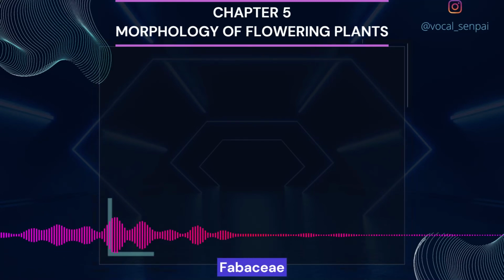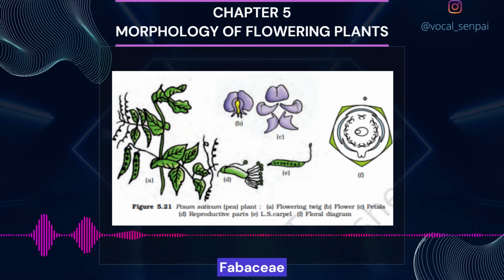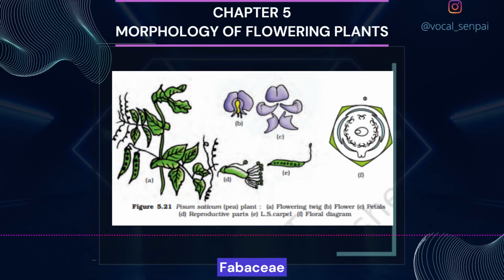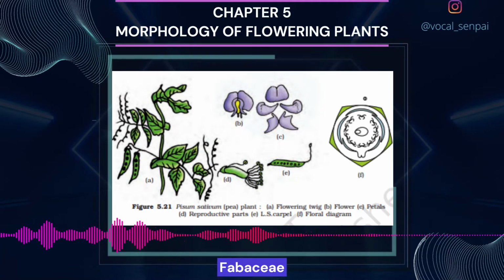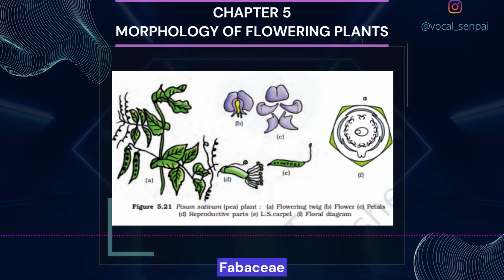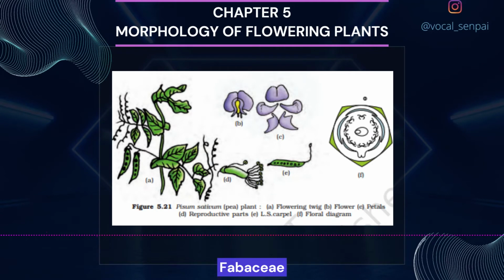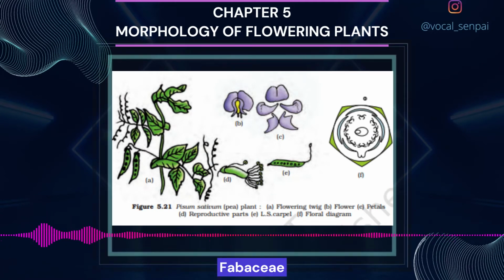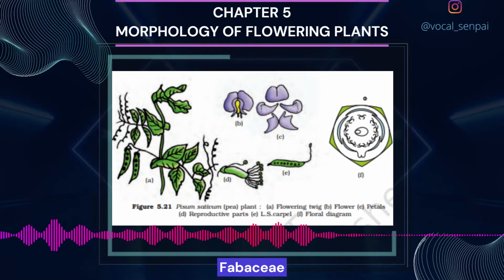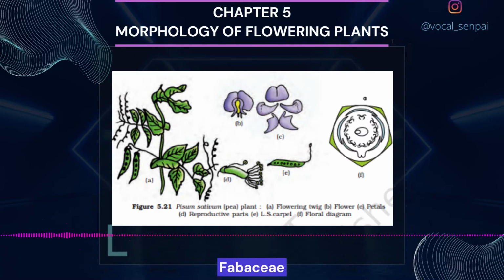Description of some important families. Fabaceae. This family was earlier called Papilionoideae, a subfamily of family Leguminosae. It is distributed all over the world, figure 5.21. Vegetative characters. Trees, shrubs, herbs, root with root nodules. Stem. Erect or climber. Leaves. Alternate, pinnately compound or simple, leaf base, pulvinate, stipulate, venation, reticulate.